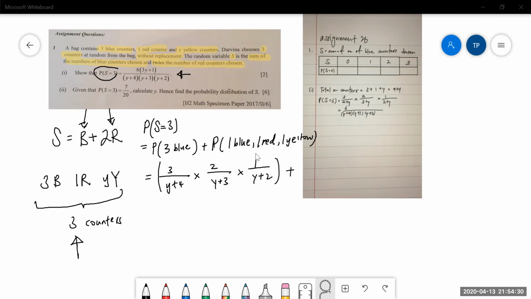We cannot use 1 minus 3 blue. Because if we use 1 minus 3 blue, it means that I'm just getting the probability of not getting 3 blue. Means it can be 2 blue, can be 1 blue. Make sense?